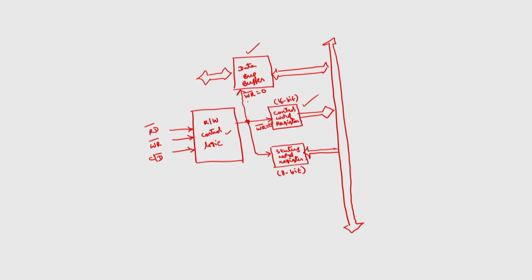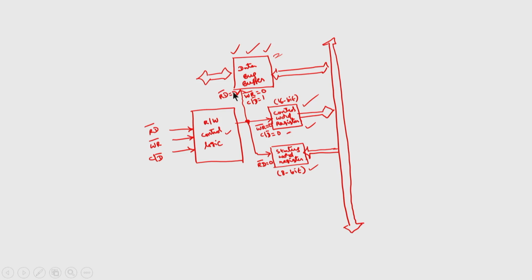So, if it is data, C by D bar is equal to 1 and write bar is equal to 0, the data buffer will be selected. If C by D bar is 0 and write bar is equal to 0, the control word register will be selected. Is it clear now? So, C by D bar is going to decide whether the control word register or the data bus buffer is selected, even if write bar is equal to 0. Similarly, read bar is equal to 0. So, we can read either from the status register or from the data bus. Here also read bar can be 0.